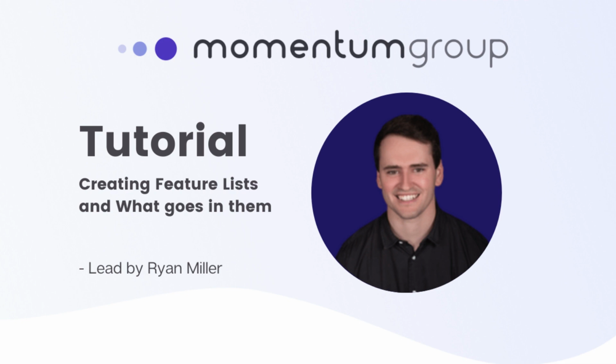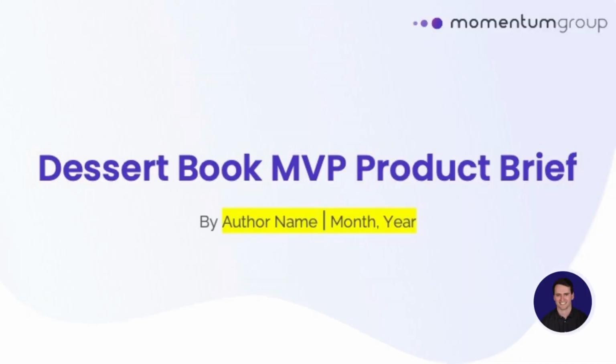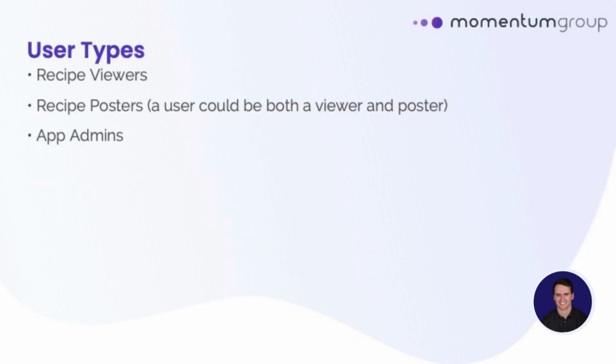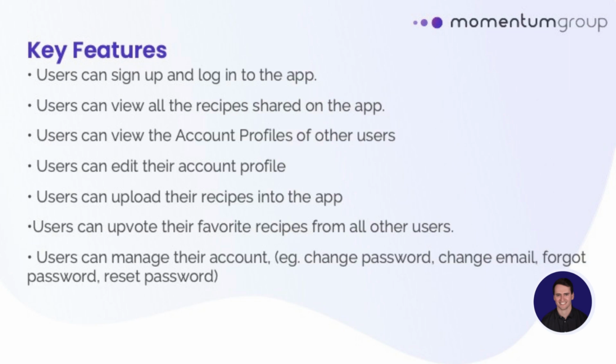And so we really look at three different types of features. This is our product brief here. You can see, this is just a fake one that I've made up, Dessert Book MVP. We talk about the purpose, team, company, timing, budget, format, user types, and then we get into features. And this is really the meat of what makes up most of our quotes and a lot of our planning when it comes to building applications.